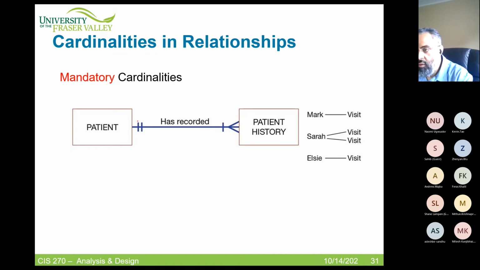So using this sign, it tells me that it is mandatory. Using this double sign, it tells me it should be at least one and exactly one. Using this, it tells me it is mandatory. Using this with this, it tells me it should be at least one, but can be more.